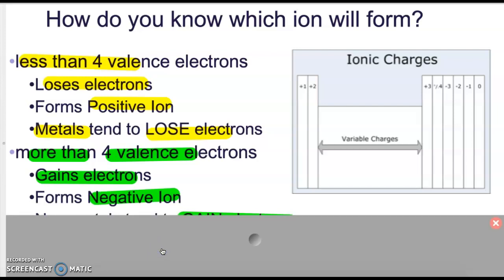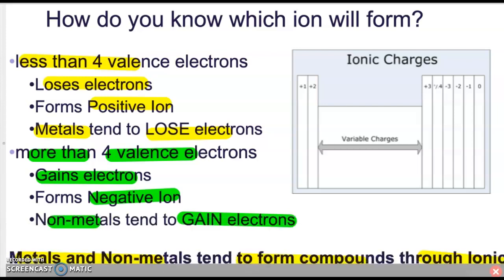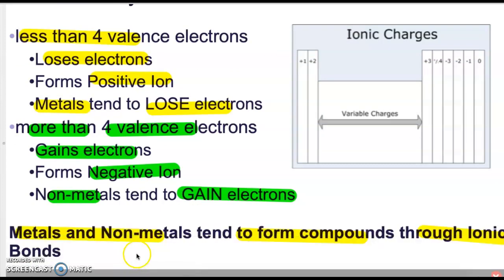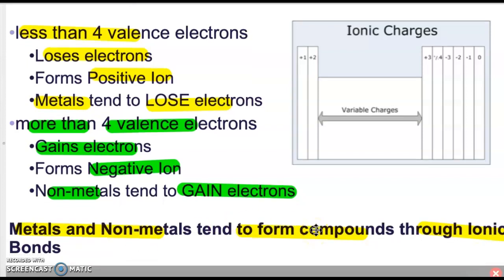Remember, they're gaining more negative electrons, so they become more negative. And nonmetals tend to gain electrons more. And so these metals and nonmetals tend to form compounds through ionic bonding together.